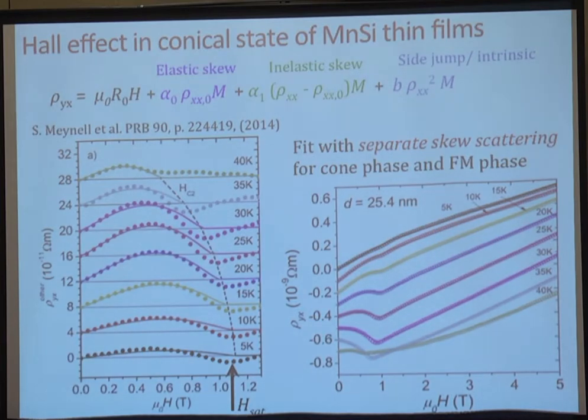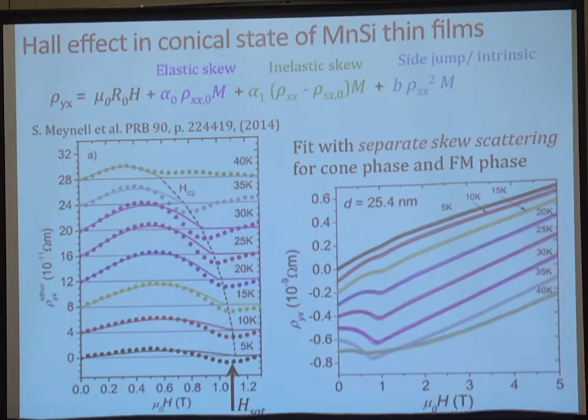So if there's any bad spin scattering in that cone phase, this alpha parameter will be different in those different regions. Now, if you add a field-dependent alpha, you can fit the data fairly well. Then you might ask, well, why hasn't this been seen in bulk? Actually, you can observe this in bulk.